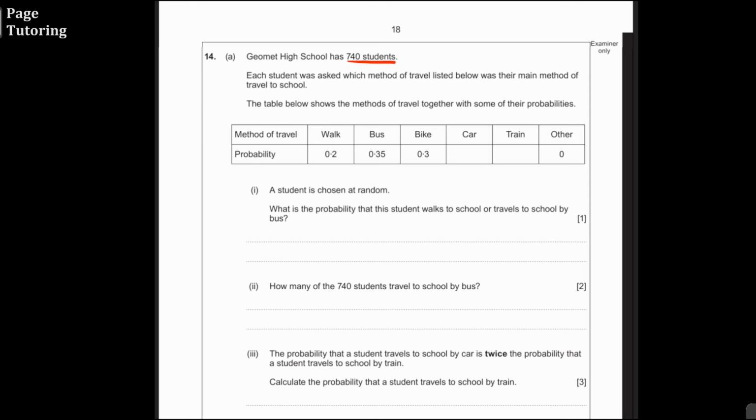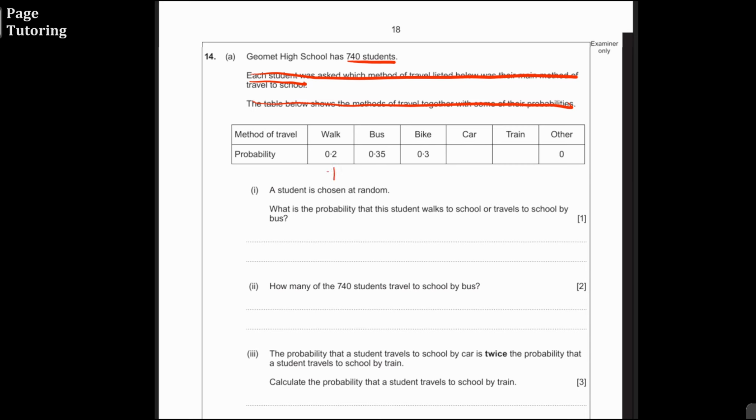240 students. Each student was asked which method of travel listed below was their main method of travel to school. The table below shows the method of travel together with some of their probabilities. Okay, so now that we've read these, we don't need to read that again. We've got a list of probabilities and we've got some missing probabilities here. So it says a student is chosen at random. What is the probability that this student walks to school or travels to school by bus?